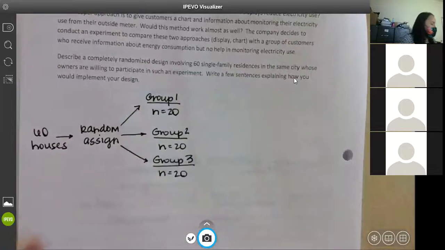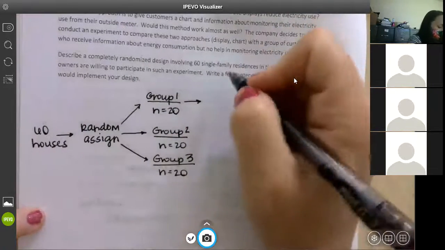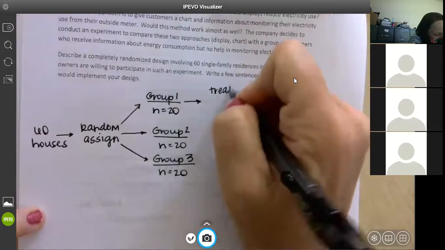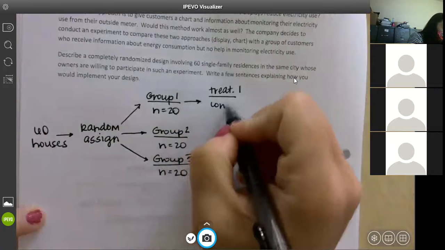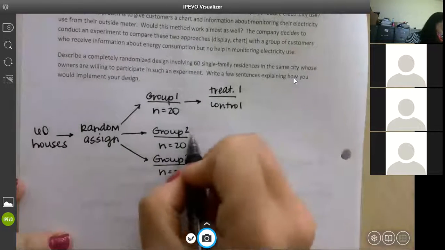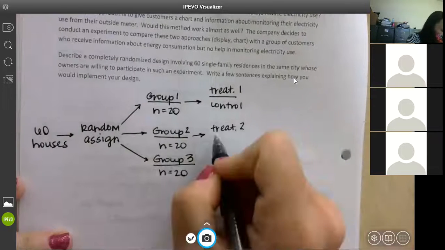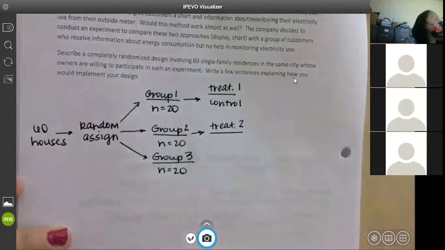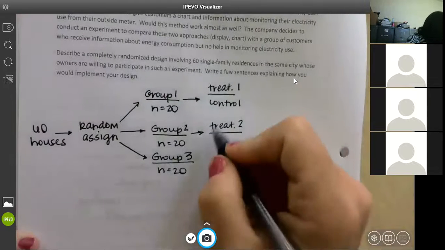Tell me what group 1's going to do. I'm going to abbreviate treatment just because I'm running out of room. That is perfectly fine. They can be your control group. So they don't do anything. Does everybody understand that? They keep everything normal like they have been. Okay. What about treatment 2? What's the second one going to get? Come on, guys. What are they going to get? Display.